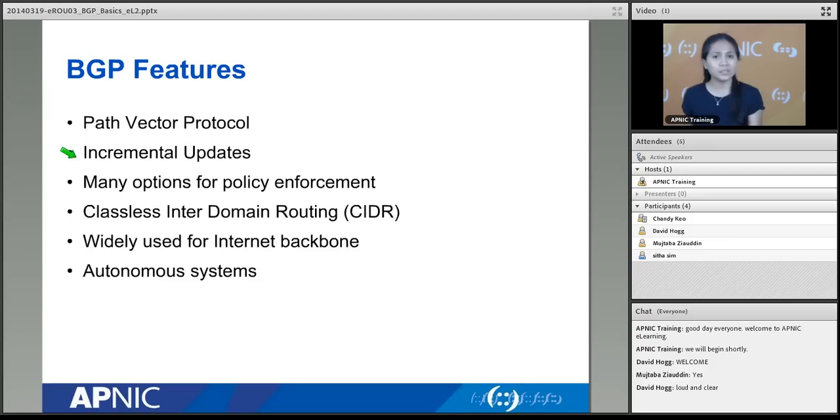It runs over TCP using port 179. BGP routers talk to each other using these permanent TCP connections. Now, another very good thing about BGP, of course, is you are able to enforce policies. As you know, BGP is an inter-AS protocol, meaning that in your network, in your autonomous system, you have certain policies. These are based on your organization or your business requirements.